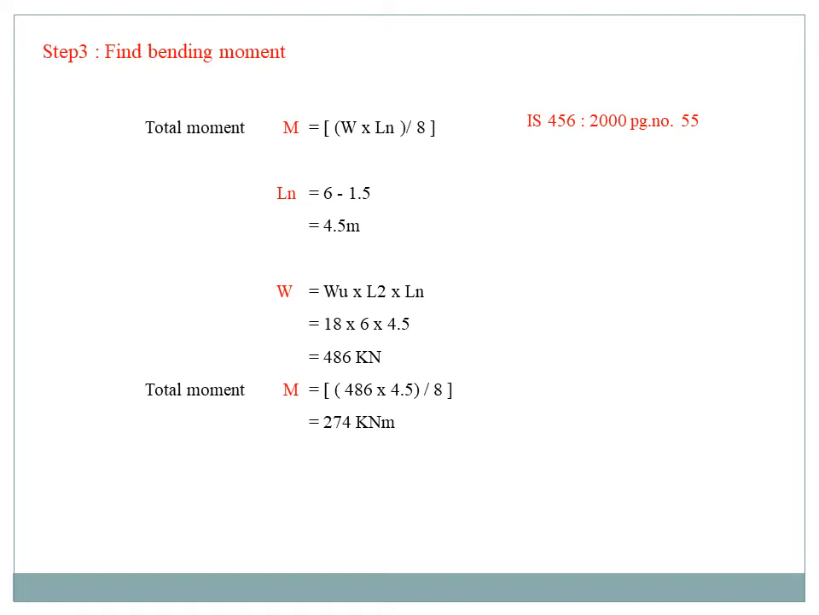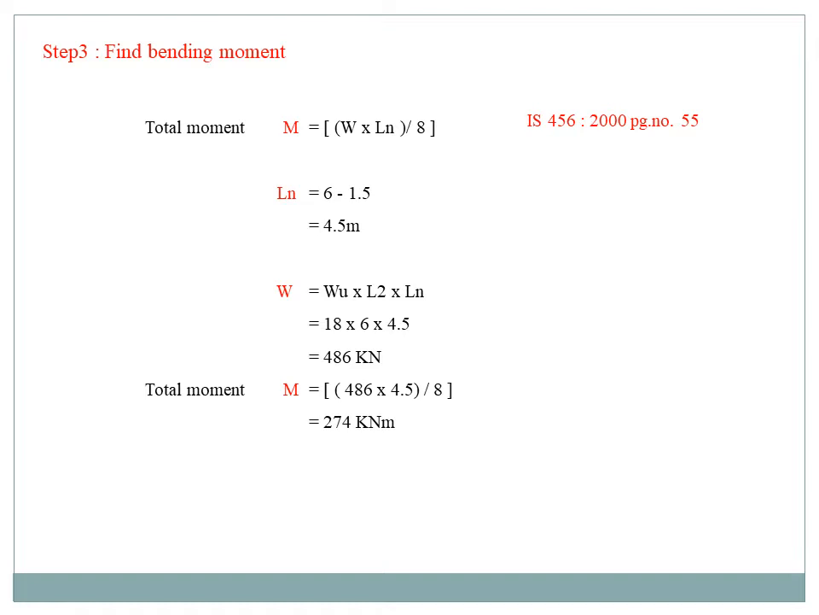So now we can find out the clear span length. Reduce the column head diameter. So 6 minus 1.5, where 1.5 is our column head diameter. That will be subtracted to get the clear span. So 6 minus 1.5 is equal to 4.5 meter.